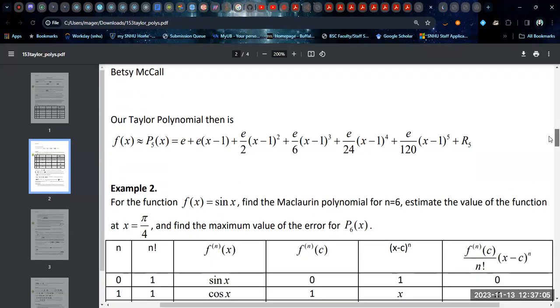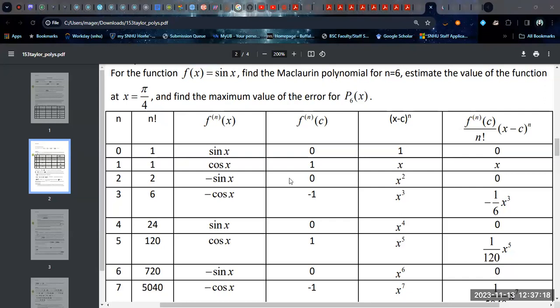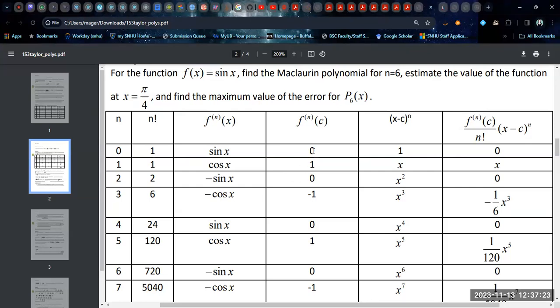Now, if we're doing a function like sine, particularly if we're centering it at 0 or pi over 2 or one of those standard angles, what we'll get is that some of the derivatives will be 0 and some of them will not. And so if you want a certain number of terms, you will have to go out a little bit further. So watch the way that the problems are stated.